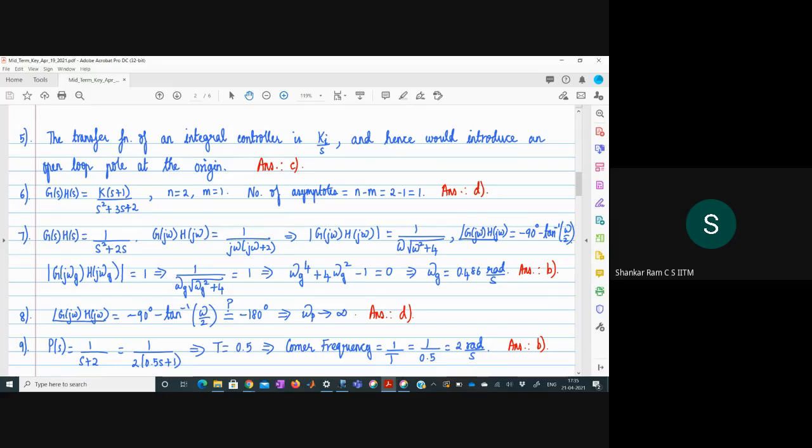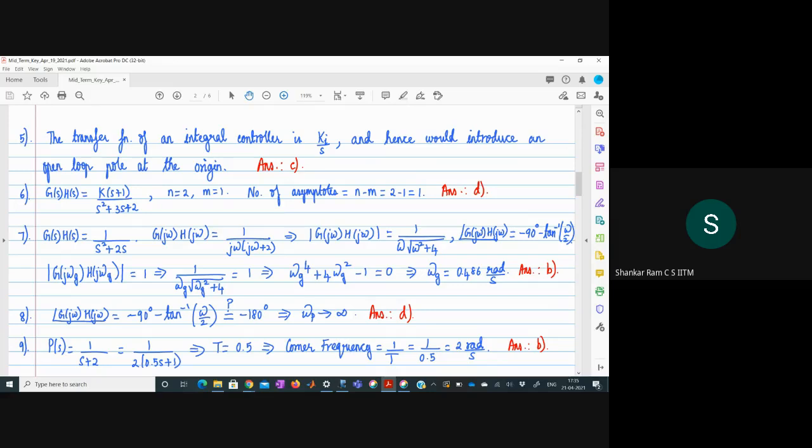Then moving on to question number 6. By a strange choice of numbers, I chose the pole also to be at -1. So in this case, there is a pole zero cancellation. I accepted alternative answers also, as long as you provided the reason. But the thought process was that n equals 2 and m equals 1. So the number of asymptotes is equal to n minus m, as we have learned. So the number of asymptotes is 1. That is the answer to question number 6.